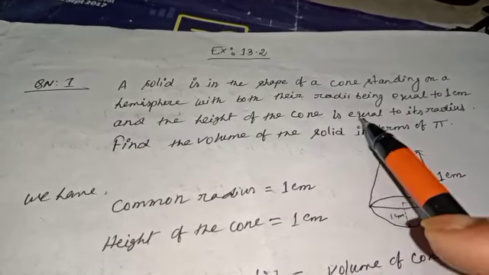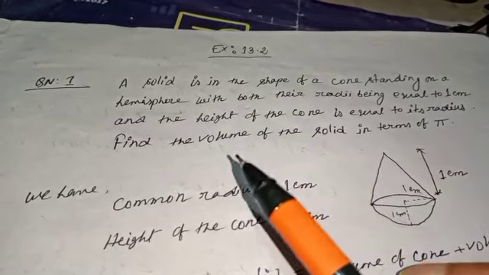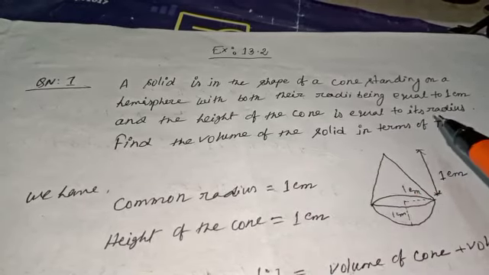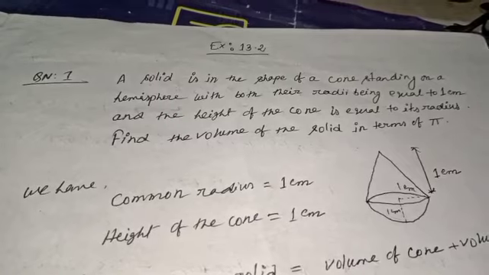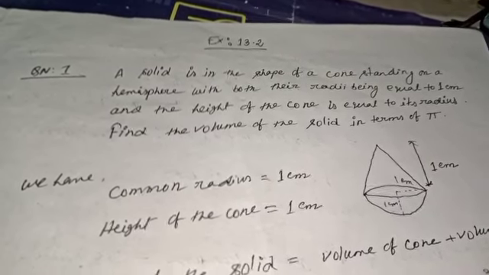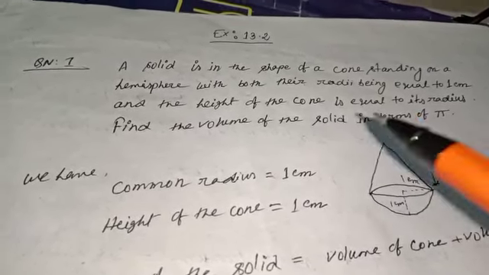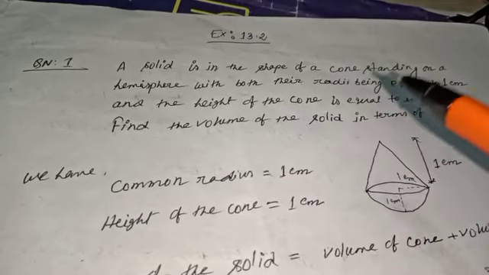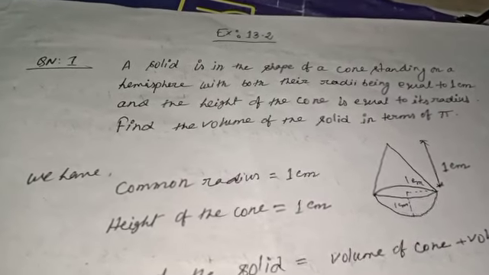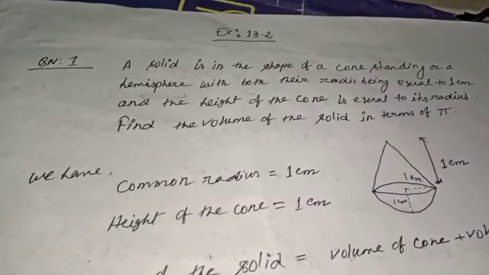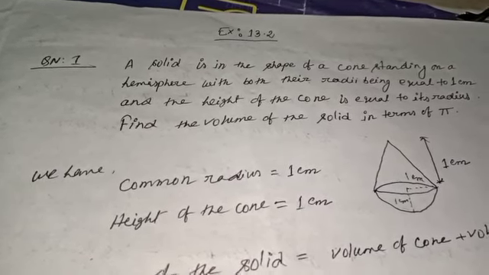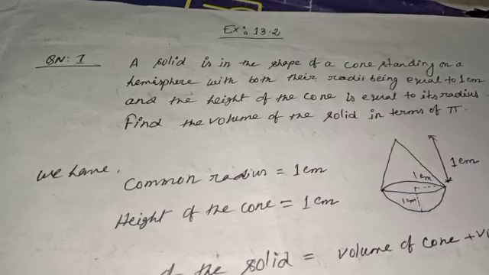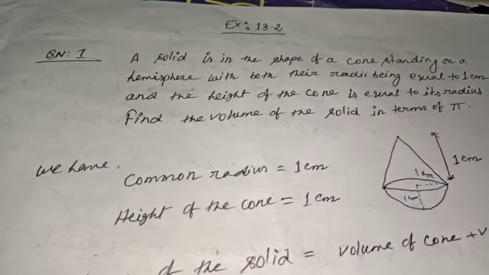hemisphere with both the radii being equal to 1 centimeter and the height of the cone is equal to its radius. Find the volume of the solid in terms of pi. Try to understand the question clearly, my dear students. Here a solid is in the shape of a cone standing on a hemisphere with both their radii being equal and same radius. You can say radius of the cone is equal to the radius of the hemisphere.